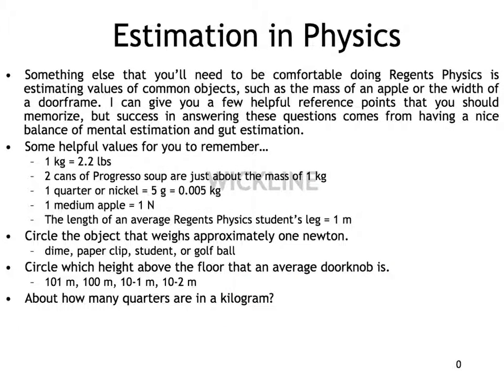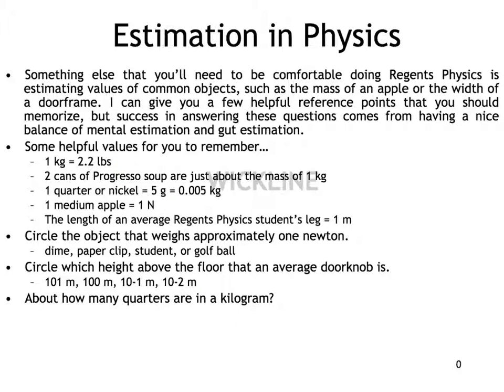So estimation in physics, this is like a really big deal. Believe it or not, you're going to have to estimate objects' length, their weight, all kinds of different things. And there are some tricks that can help you make those estimates. For instance, you need to have a decent sense of what a kilogram is. A kilogram is 2.2 pounds. Now, one thing that's interesting is, in order for this to make any kind of sense to you, you actually have to have a good sense of what a pound is.